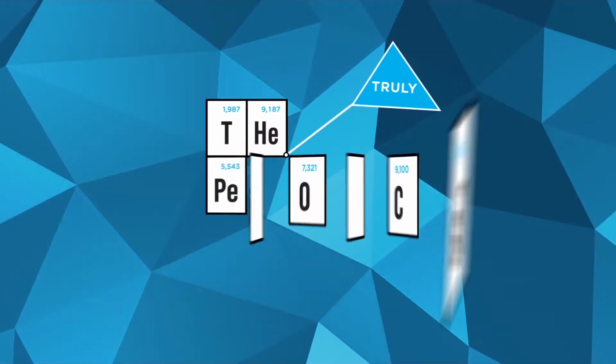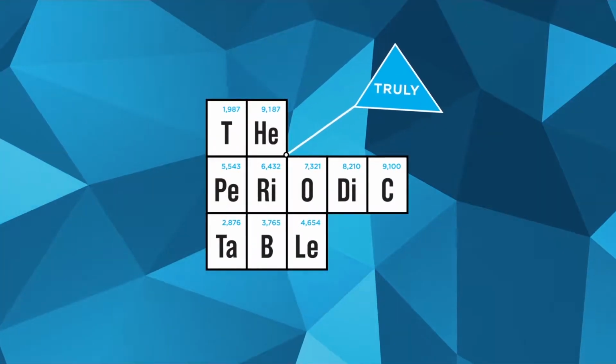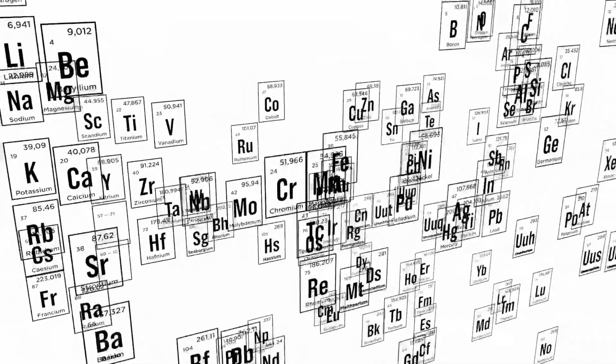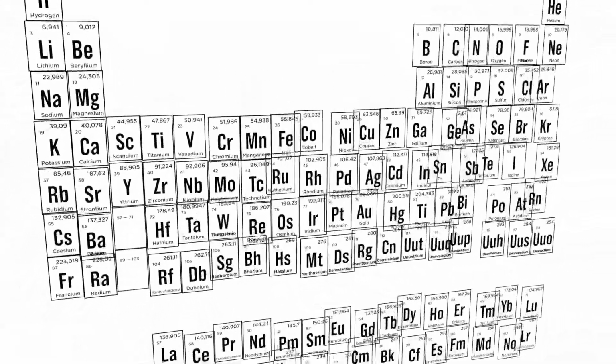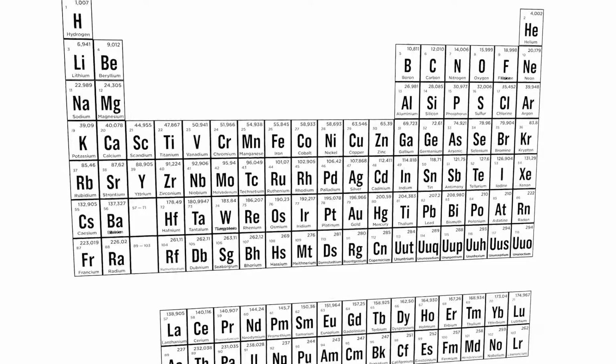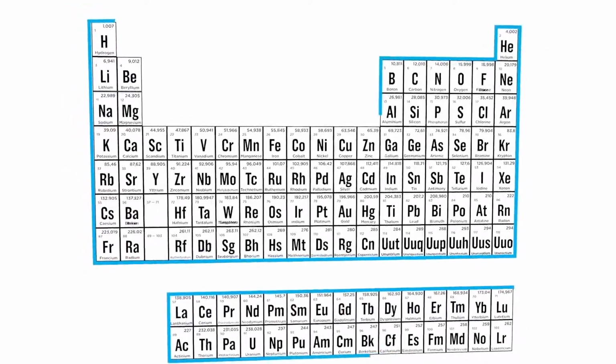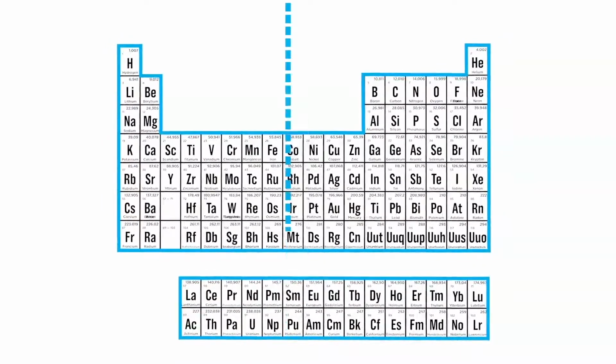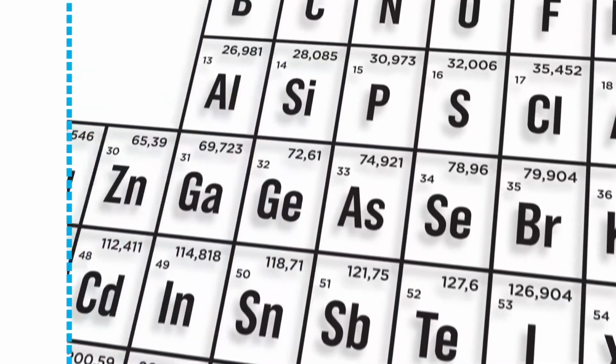The truly periodic table. The periodic table is this chart with a strange shape, with letters and numbers, neither a square nor a rectangle, with such a characteristic shape. Unmistakable. Some people know what each of these letters represent.